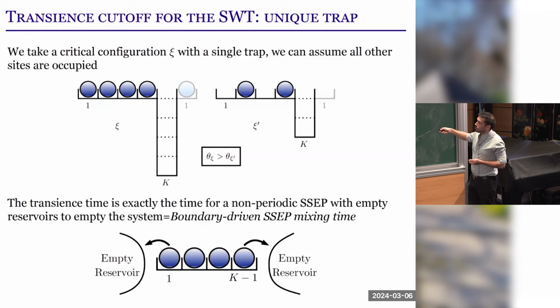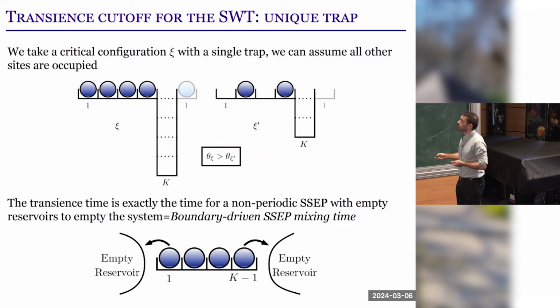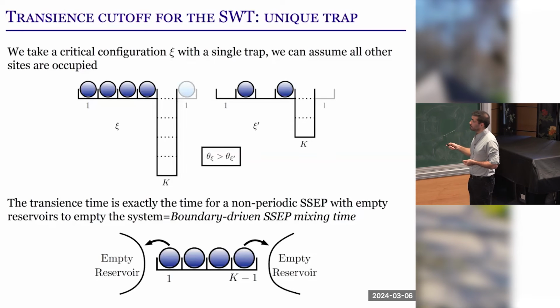But the mixing time for the boundary-driven SSEP is very well known. So the transience time for the case of a single trap is well known as well. Okay, so fair enough. This is fairly straightforward.